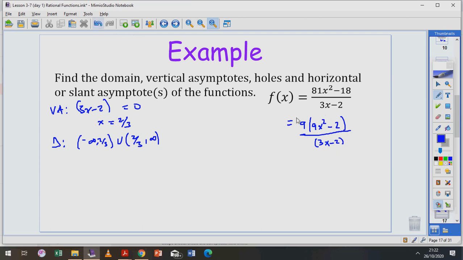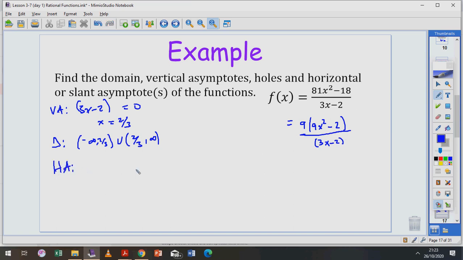9 times 9, just checking my math, is 81, and 9 times 2 is 18, so I can't cross out anything. I wish this had been a 36, such that this would be a 4, in which case I would cancel out, but it's not, so I can't cancel out anything. It's just staying like this. That means I don't have any holes.